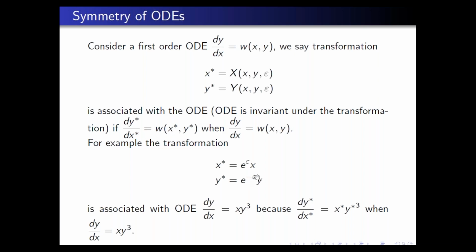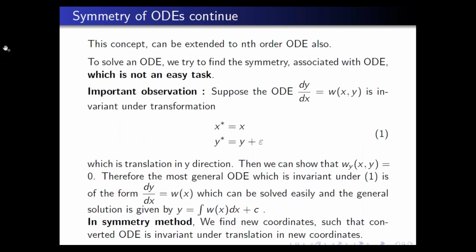For example, the transformation x star is equal to e to the power epsilon x, y star is equal to e to the power minus epsilon y is associated with the ODE dy by dx is equal to x y cube, because when you compute dy star by dx star, it is the same as x star y star cube when dy by dx is equal to x y cube. That is, the equation remains unchanged. The equation remains the same even if we change the variables. This concept can be extended to nth order ODE also. To solve an ODE, we try to find the symmetry associated with the ODE, which is not an easy task.